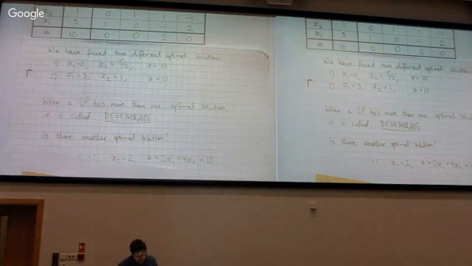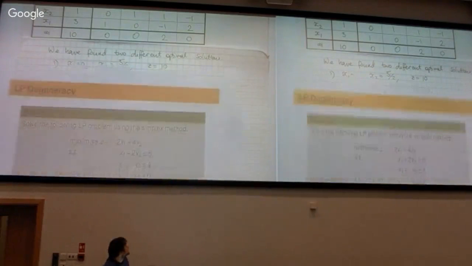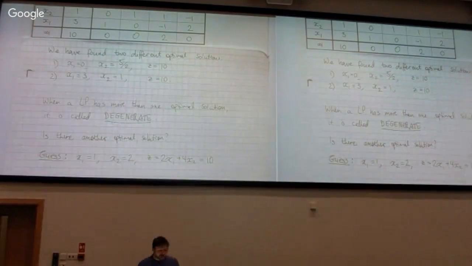Well, x1 plus 2x2 has to be less than or equal. Oops. Well, that's not a good idea. x1 plus 2x2 is 5, so that's less than or equal to 5. And x1 plus x2 is 3, so that's less than or equal to 4. So yes, there is another optimal solution.